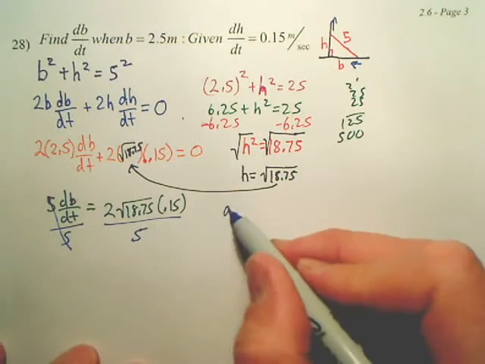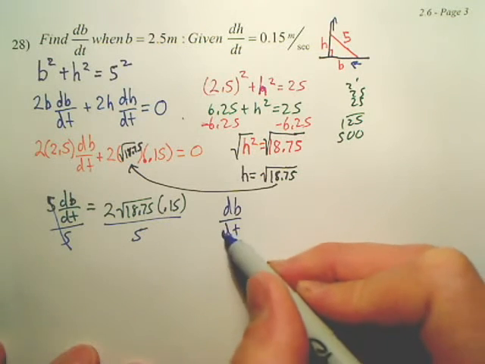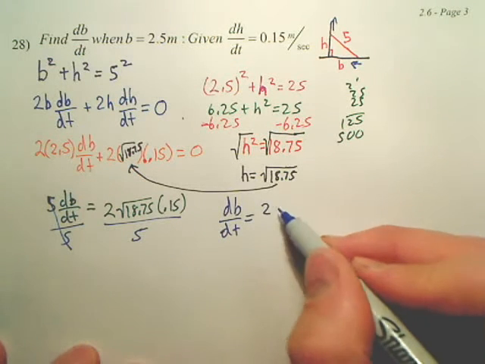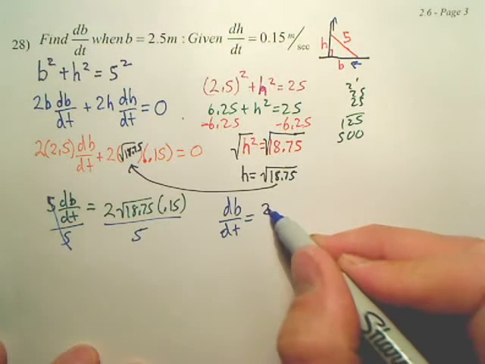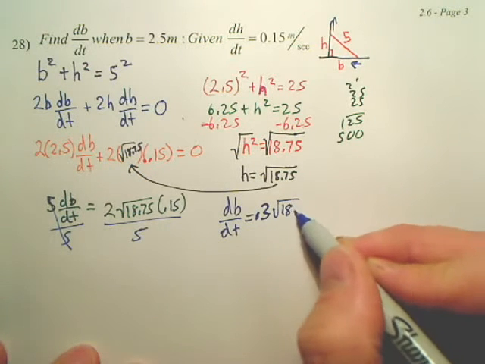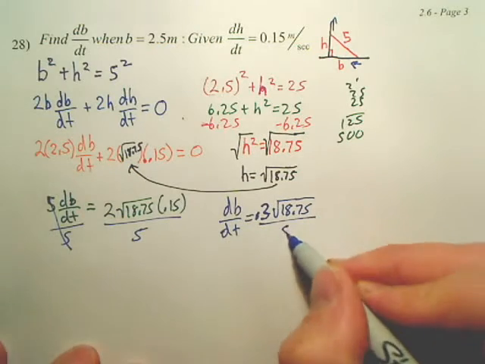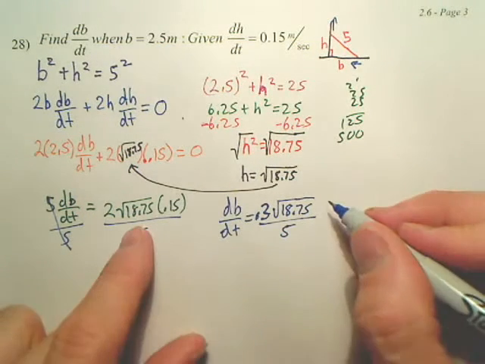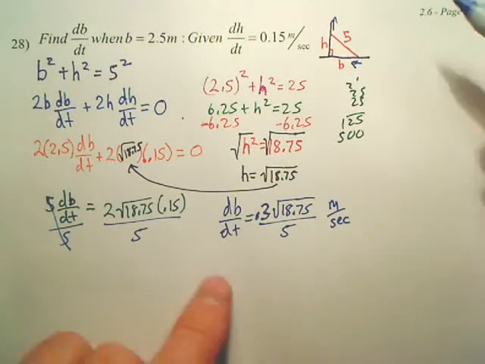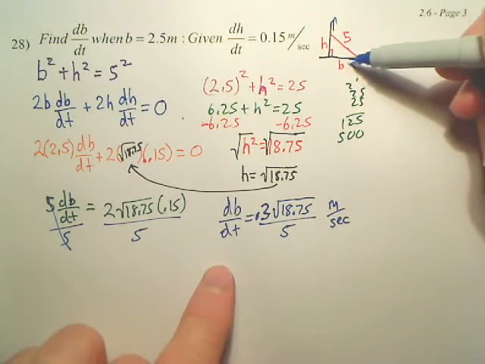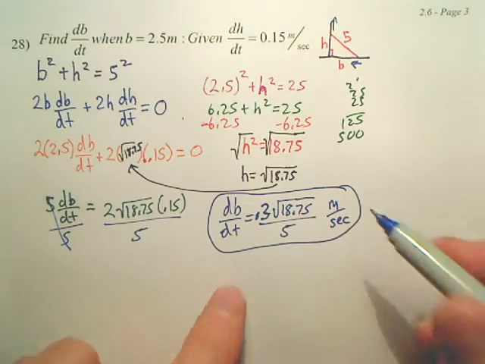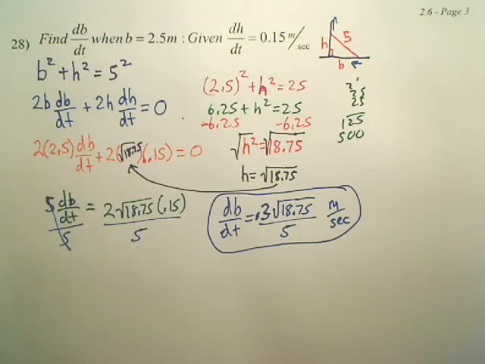So dB/dt, should have checked my answer before I started, but it's this. Whatever this equals. It's that 0.3 square root 18.75 divided by 5. And by the way, that is meters per second. Why do I know that? Well, the base is moving at meters, and according to this, it's meters per second. 1.299. It's some number, maybe 1.29 you're saying? 1.299.